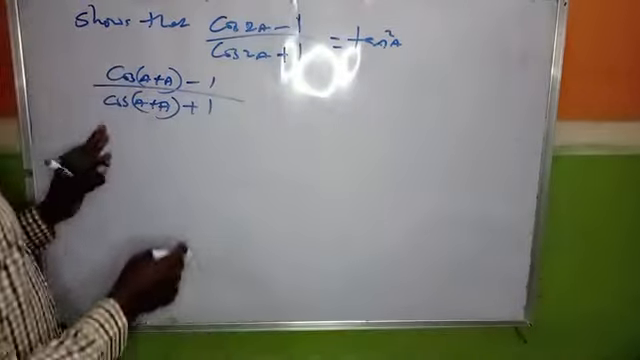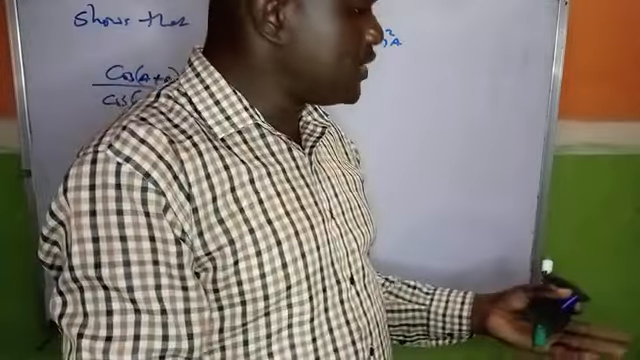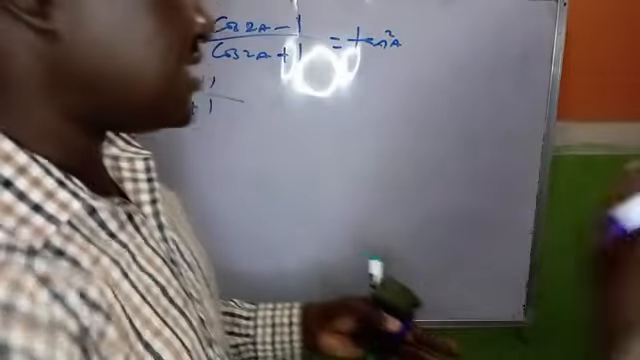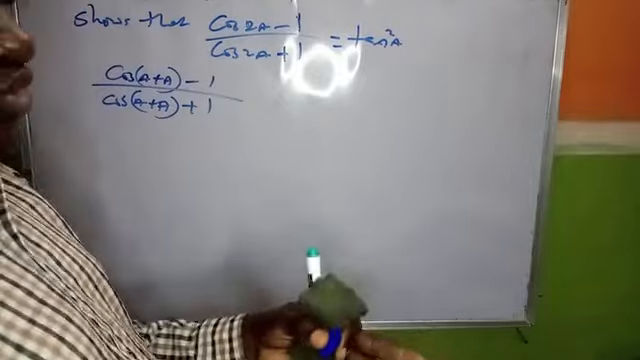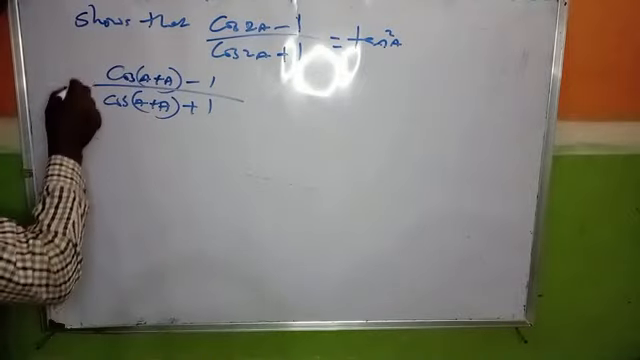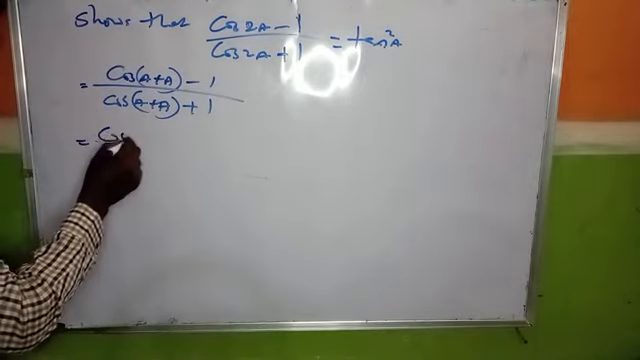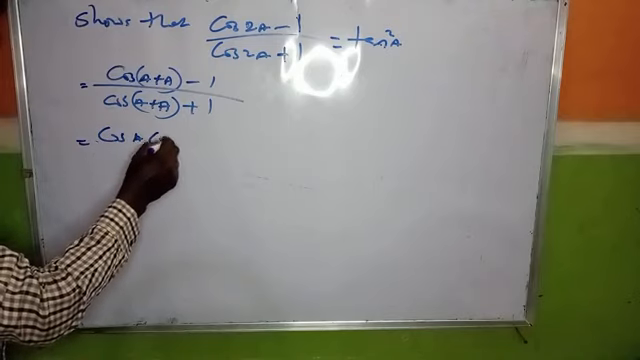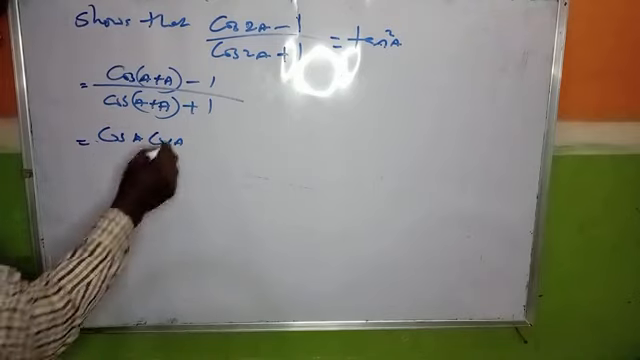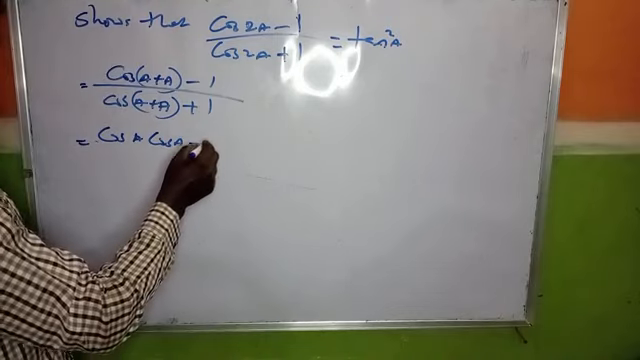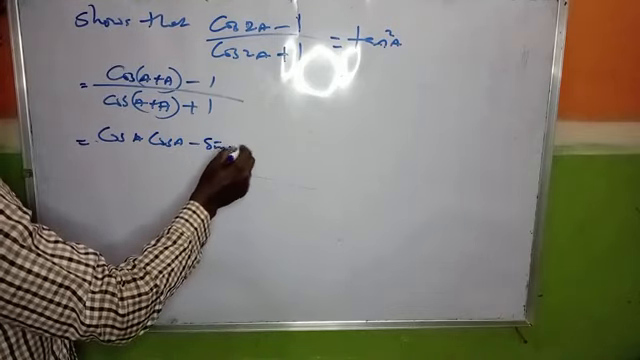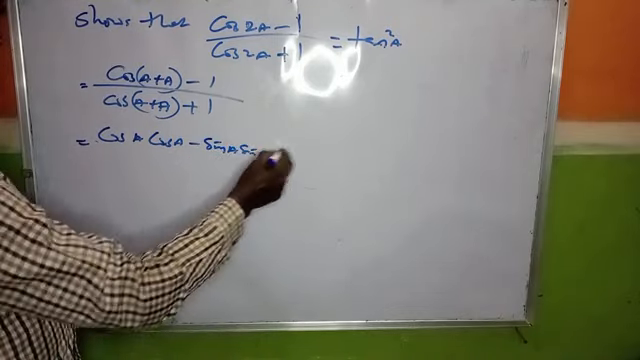So you apply the formula. You know it. I told you cos cos, sin sin, so only the sign changes. So here you will have cos A cos A, all is to minus sin A sin A. So minus 1.